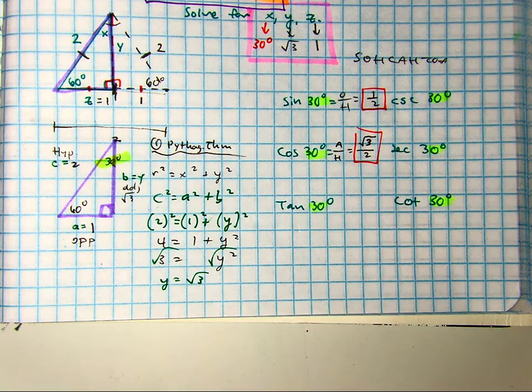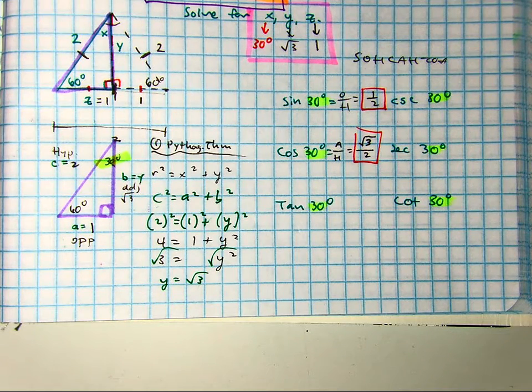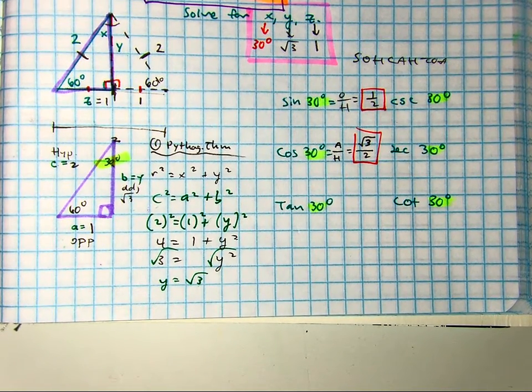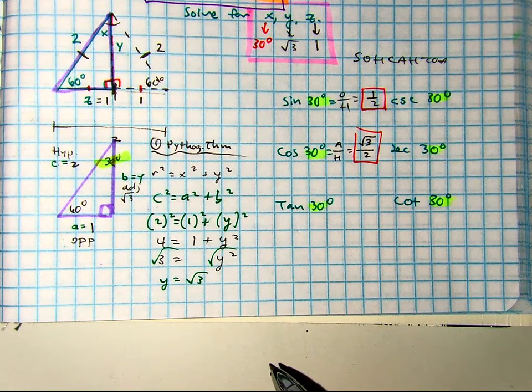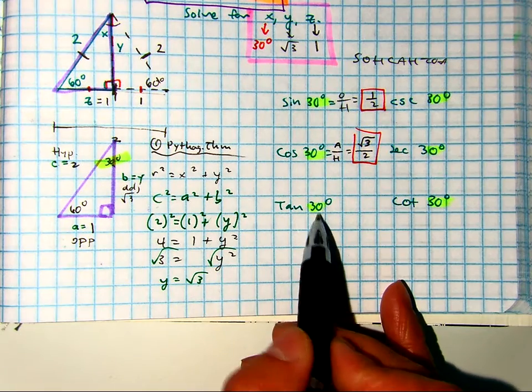Josh, give us another one. Go ahead and pick one. Which two sides? Which two sides is tangent?